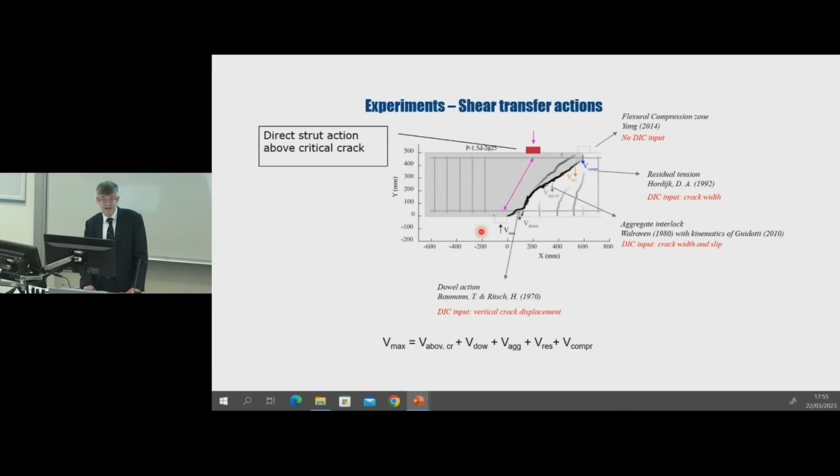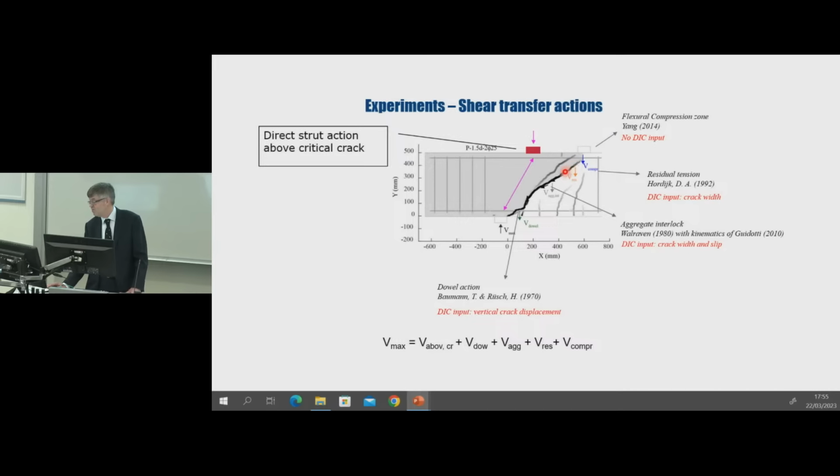To investigate this problem more thoroughly, we looked at the shear transfer actions. So here we have a free body diagram created by the critical shear crack. So in the figure, I'm showing the various contributions to shear resistance that act along this critical shear crack. So at the top here, we've got a contribution from the uncracked flexural compression zone.